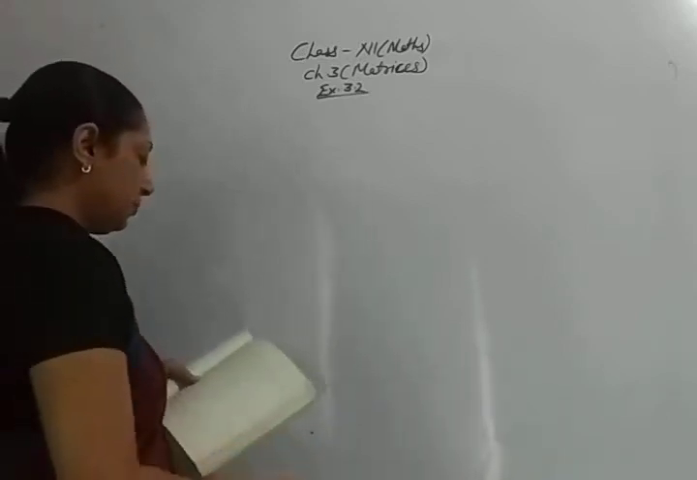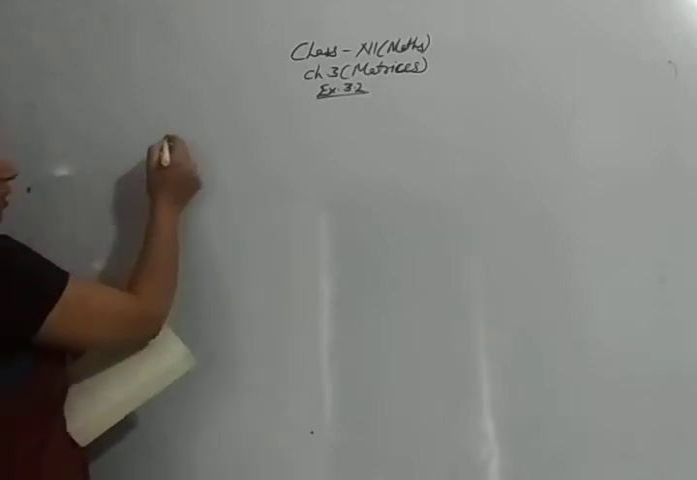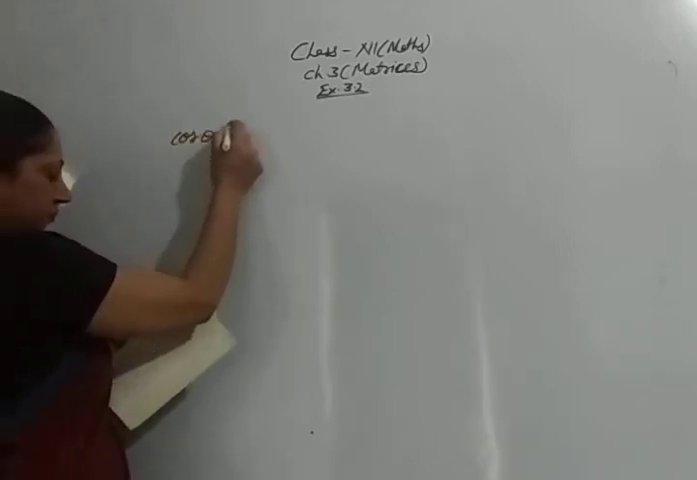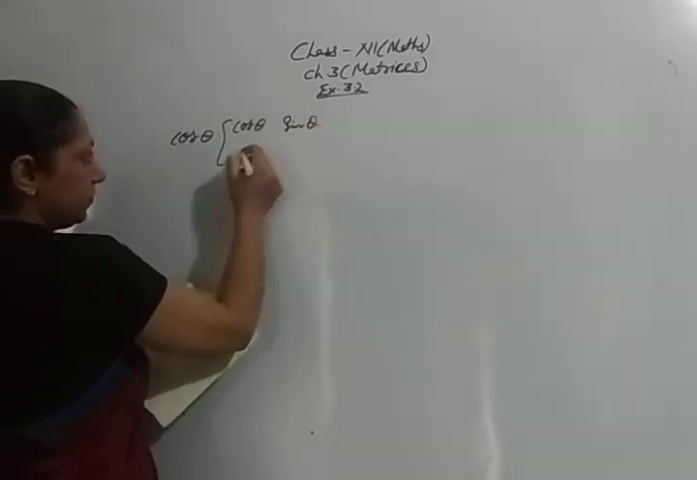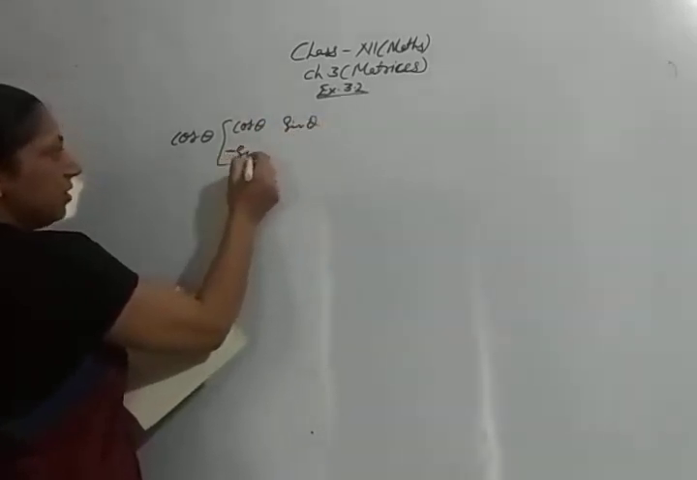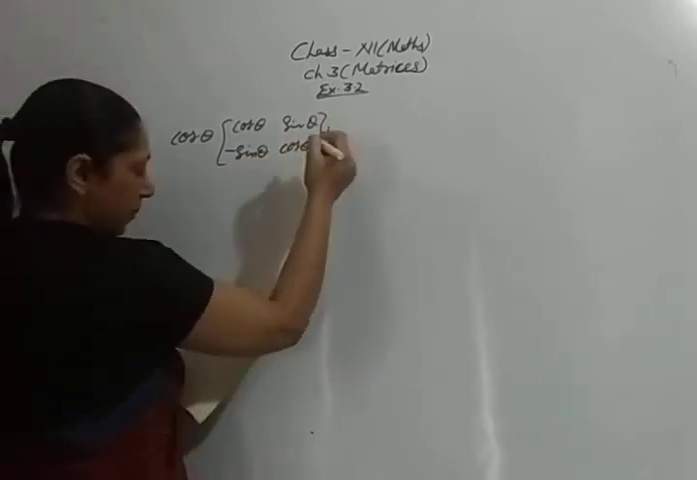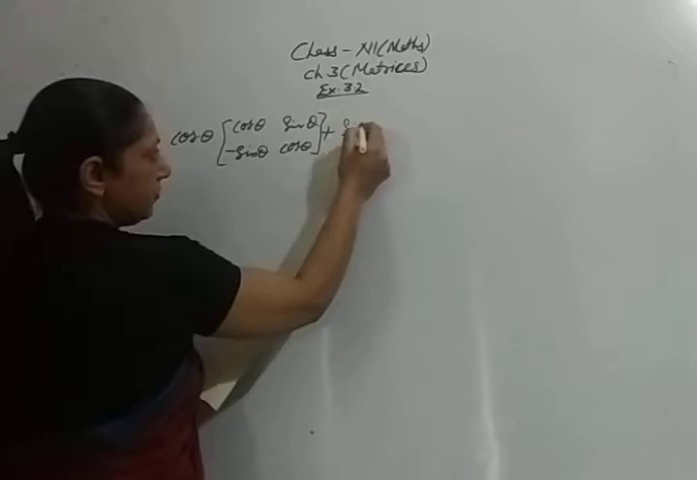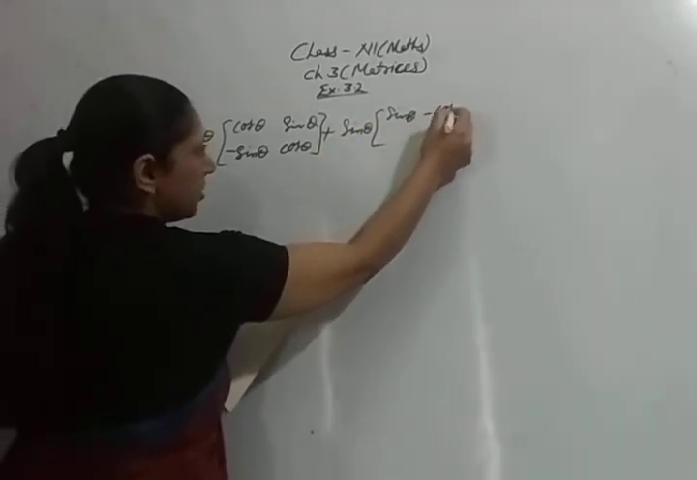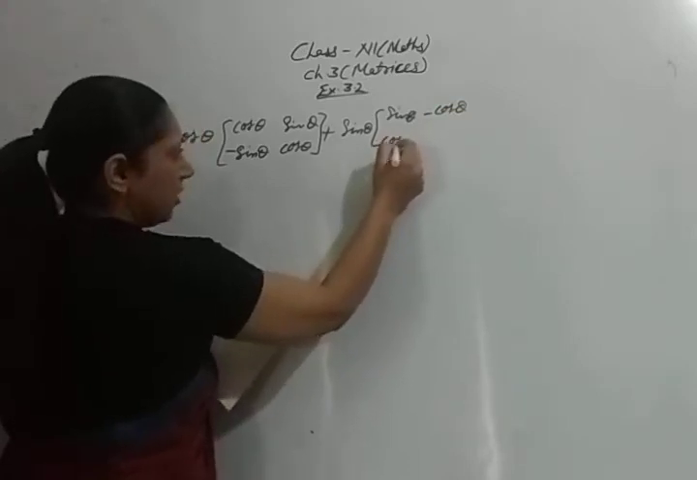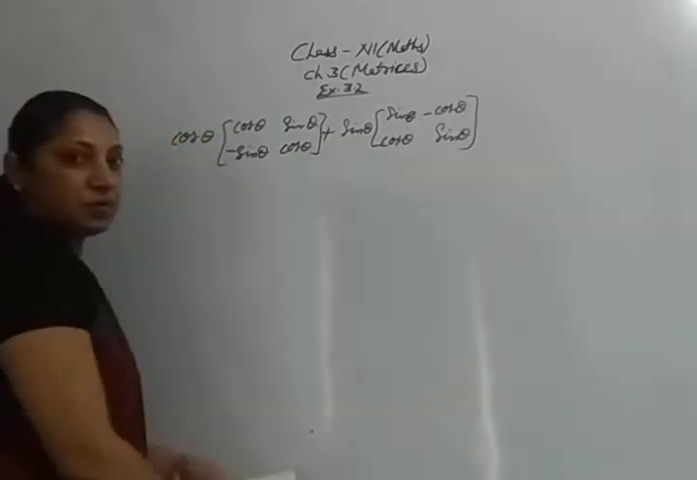Exercise 3.2, question number 6: simplify cos theta times [cos theta, sin theta] minus sin theta times [sin theta, minus cos theta]... plus sin theta... minus cos theta... sin theta. We have to simplify this question.